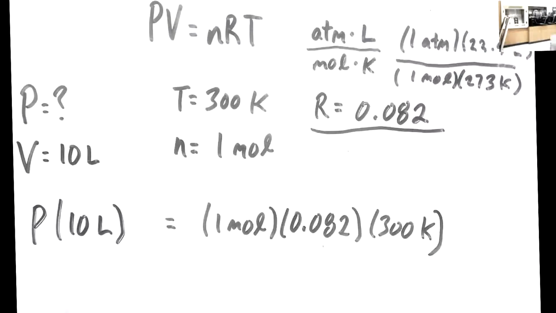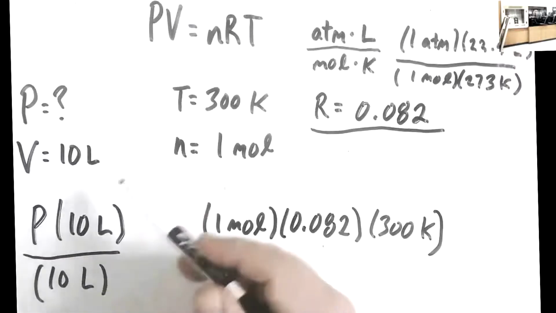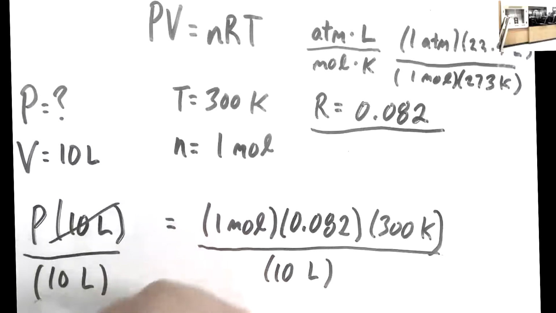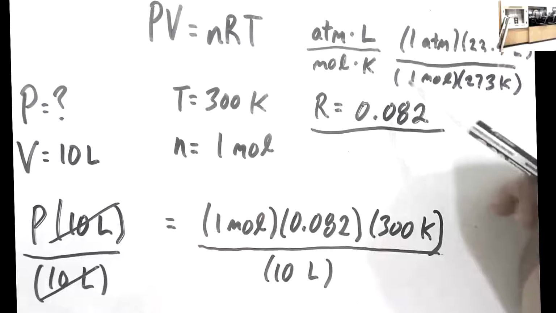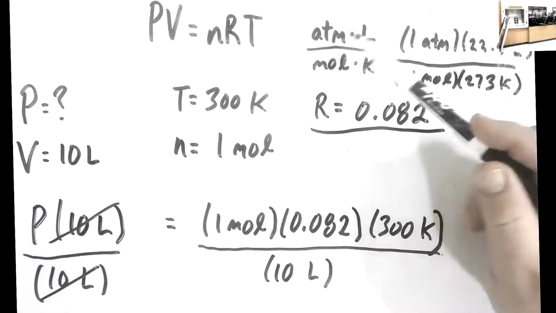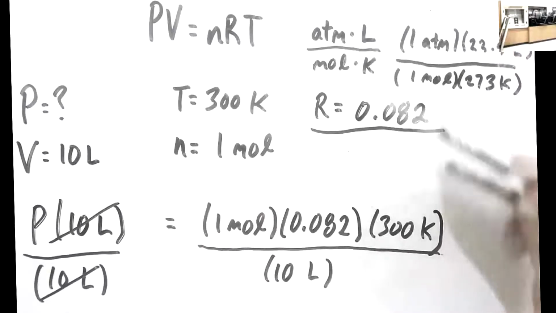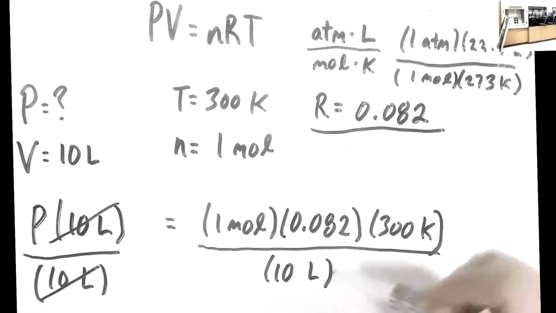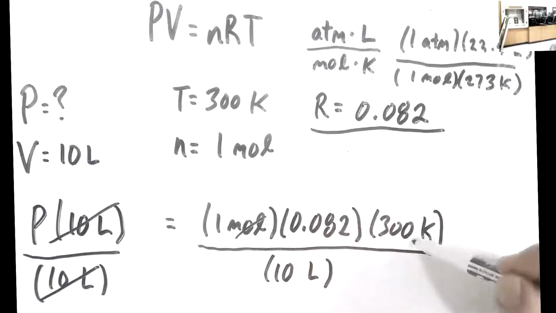Now we have an equation we can solve. We want to isolate P, so we're going to divide by 10 liters here. But whatever we do to one side, we have to do to the other side as well. Obviously, the 10 liters completely cancels. Less obviously, since 0.082 contains units of atmospheres and liters and moles and Kelvin, there's already a mole and a Kelvin in here. On the bottom, there's already a liter on the top. And so the moles, the Kelvin, and the liters will all cancel.